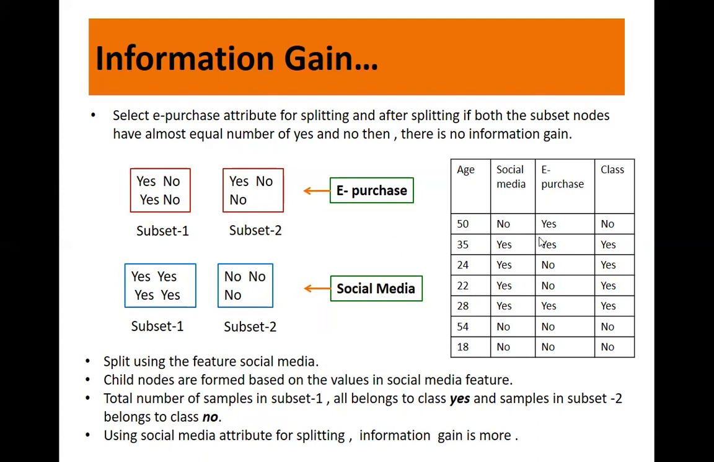To look at this e-purchase: all the yes are 1, 2, 3, and all the no are 1, 2, 3, 4. Now for these no values of e-purchase, the class label is yes, yes, no, no. So for all the no values of e-purchase, the class label is yes, yes, and no, no. So this is subset 1.